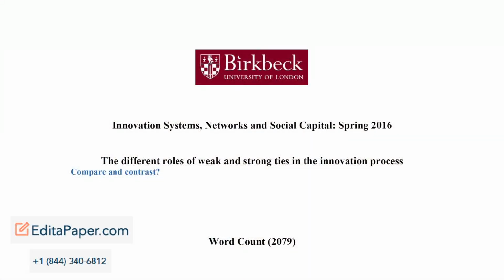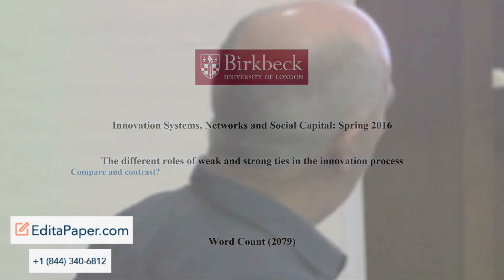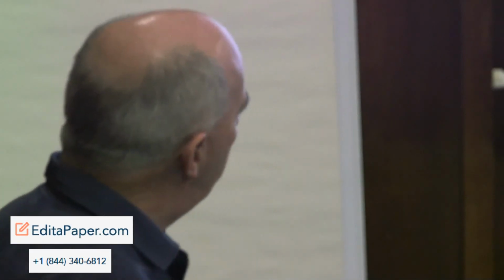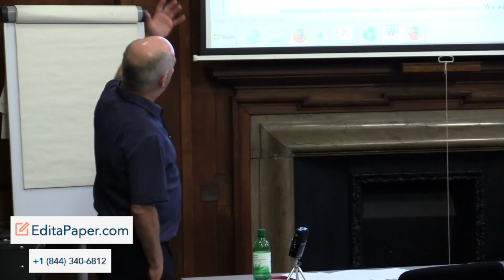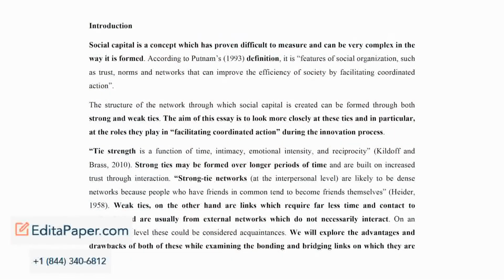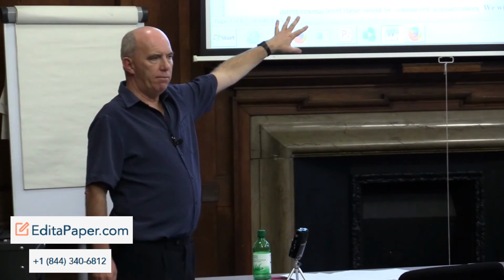And so this is on the subject of innovation systems, networks and social capital, which is a module. And it's about the roles of weak and strong ties in the innovation process. So social capital is the module title. So straight away, it's talking about a concept. Social capital is a concept which has been proven difficult to measure. And straight away, they give you a definition, what we were talking about earlier on. It's difficult to fathom. What does it mean? Well, here's an example. Here's a definition.